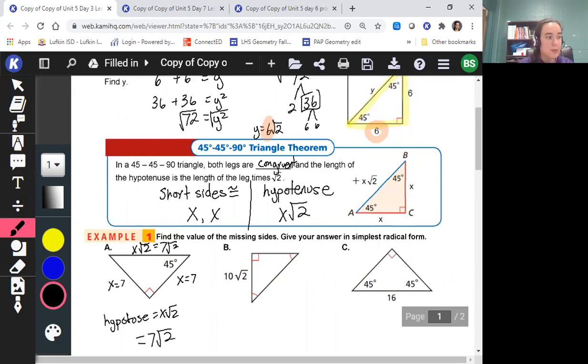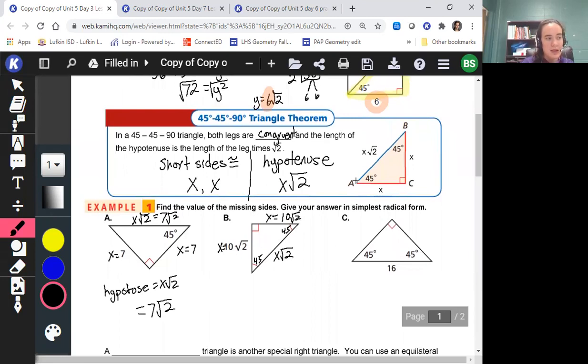Again, on this next one, we still have a 45, 45, 90 triangle because these two angles are congruent. Again, I'm going to label my sides. My short sides are both x's, and my long side is x times the square root of 2. It's the hypotenuse. So I know that x here is 10 times the square root of 2. So this side up here is 10 square root of 2.